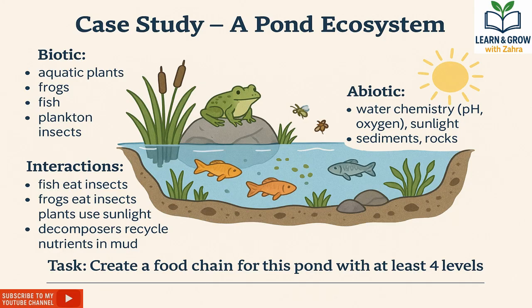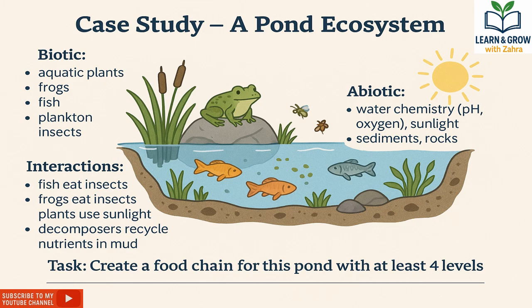Constantly. Fish eat insects. Frogs might eat insects too. The plants use the sunlight and nutrients from the mud. When things die, decomposers in the mud break them down. Can you picture a food chain there, like maybe 4 steps? Algae producer gets eaten by maybe a tiny water flea, consumer 1, which gets eaten by a small fish, consumer 2, which gets eaten by a bigger fish or a herring, consumer 3. Perfect. That shows the energy flow. But remember, it's really more like a web with lots of connections. Right, not just simple chains.